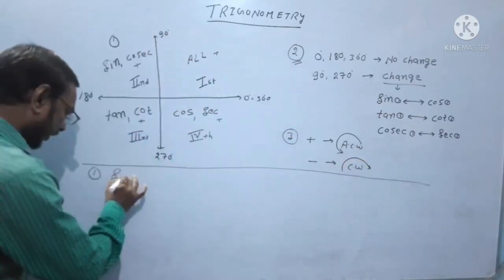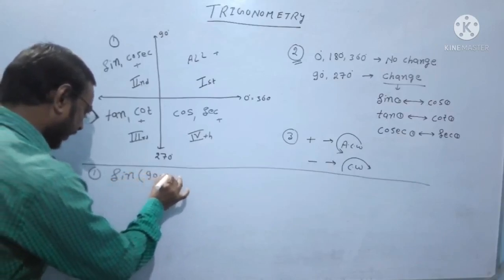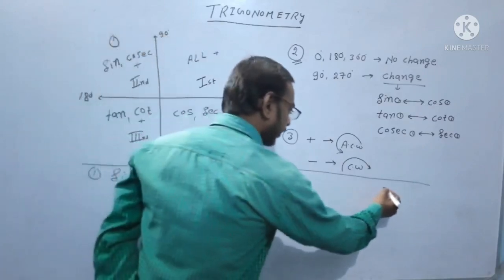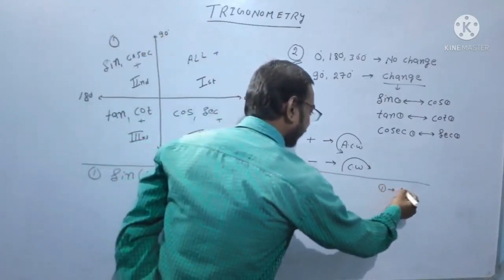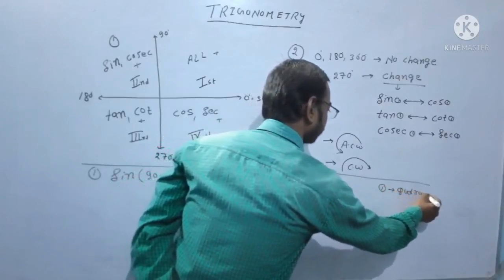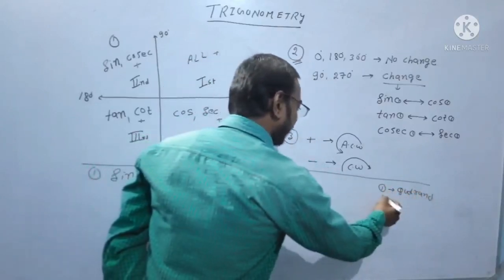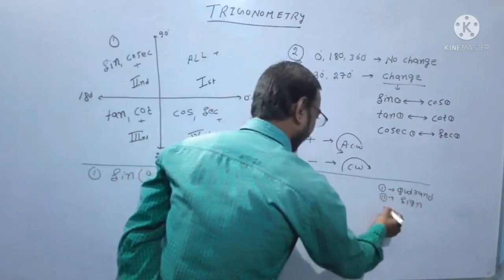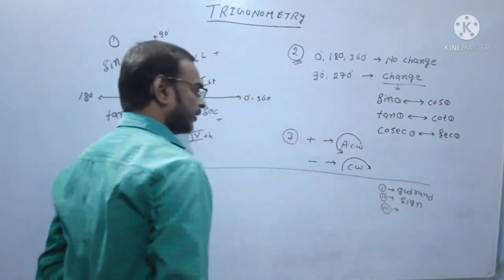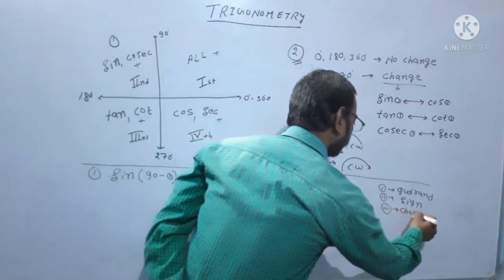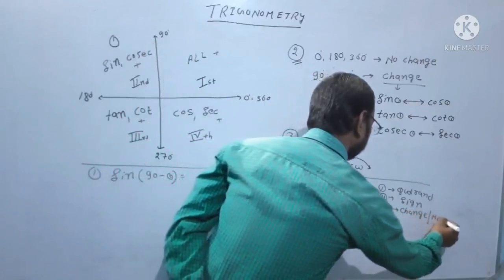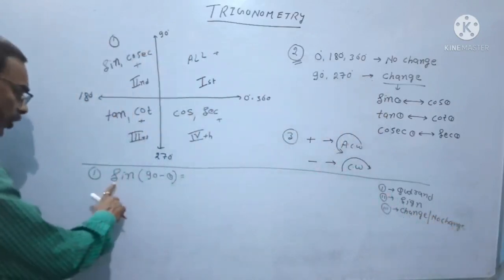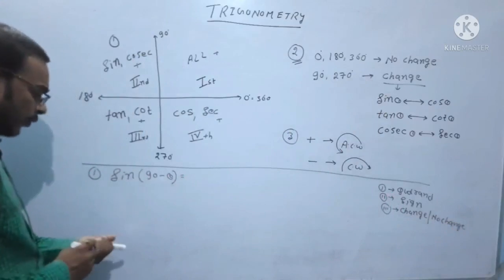Okay, what is the value of sine 90 minus theta? So first of all we must remember to first decide the quadrant. Okay, next we must decide what the sign is, and third one is change or no change. These three things we must decide. So if we talk about sine 90 minus theta, then what is the process?